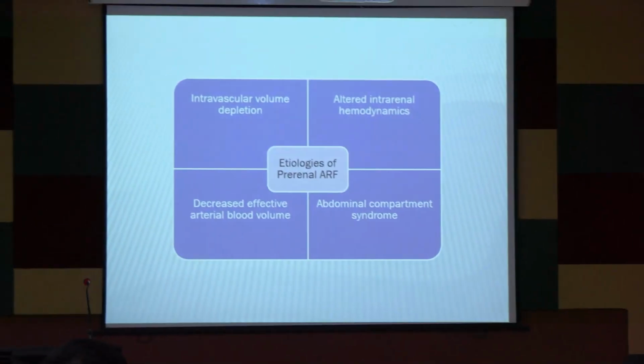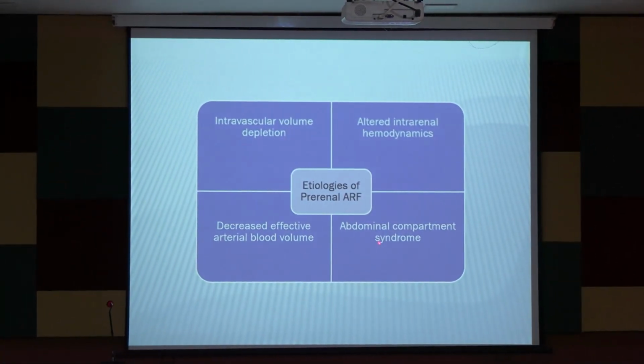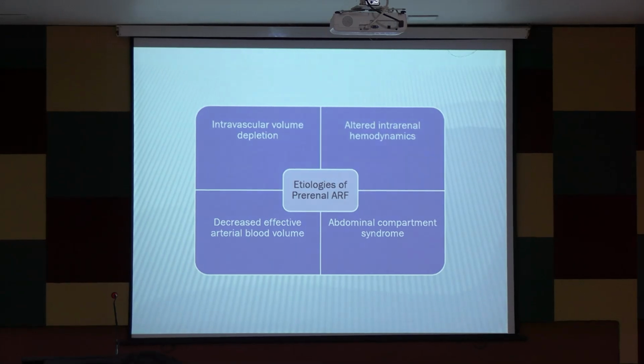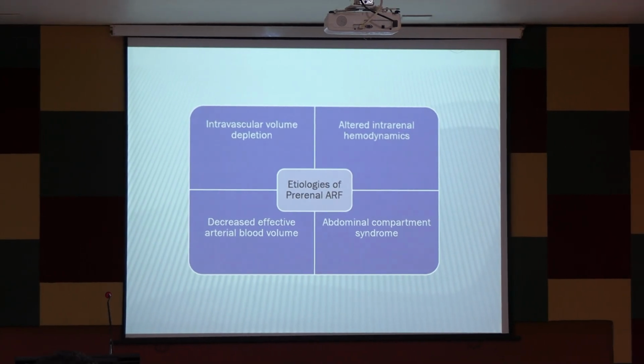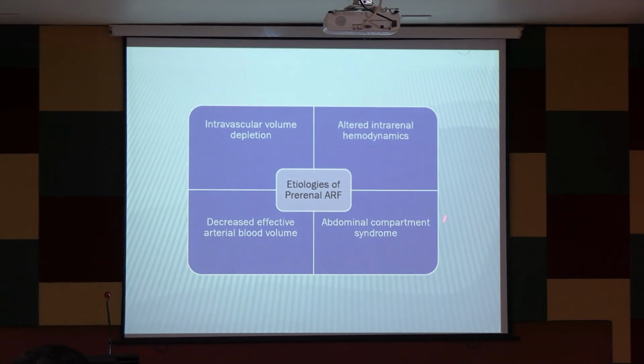Etiology of the pre-renal causes, that is intravascular volume depletion, already discussed, and the abdominal compartment syndrome. What is the abdominal compartment syndrome? Abdominal compartment syndrome is the increase of the intra-abdominal pressure due to any cause, due to trauma, tumor, rupture of an aneurysm, sepsis, any cause. If it increases, that causes renal hypoperfusion and acute kidney injury. Rupture of an aneurysm, any tumor, or trauma can cause the abdominal compartment syndrome.